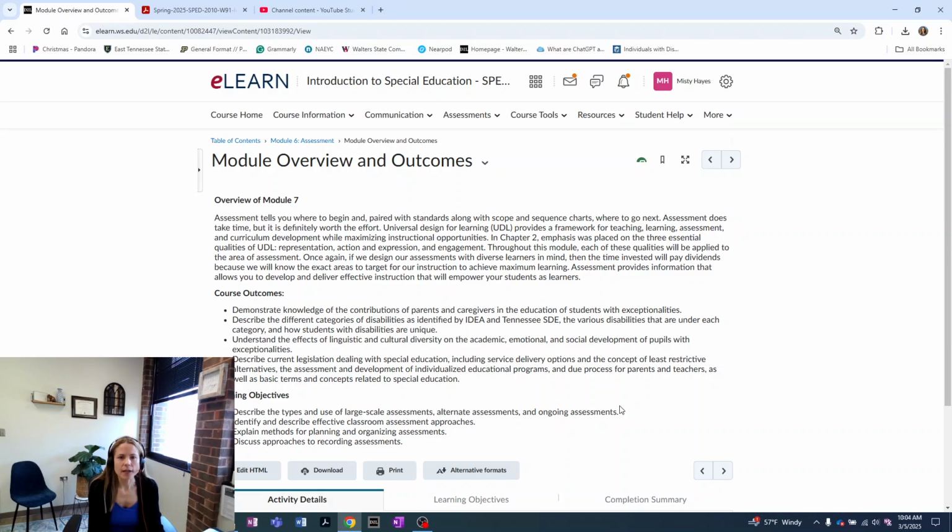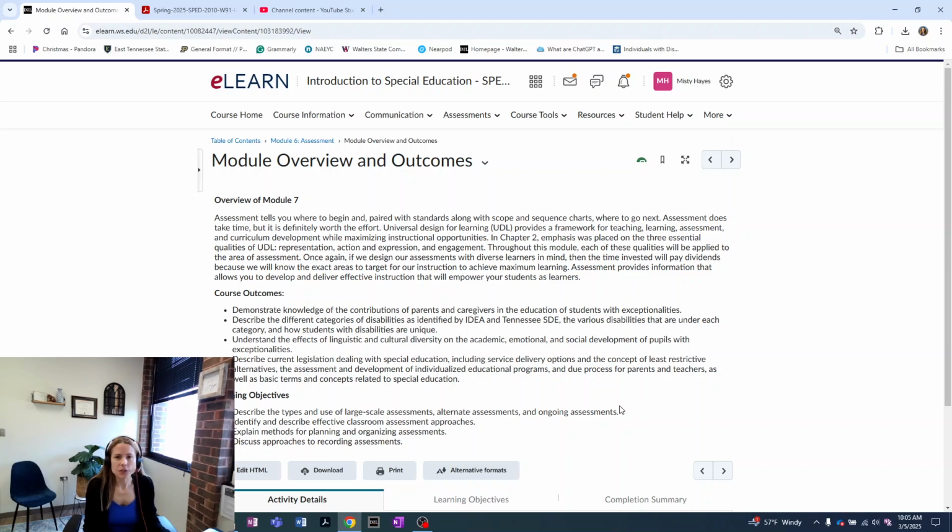So Module 6 is again talking about assessment. Now, a lot of times assessment can be overwhelming because we don't know where to go next with students. It does take time, but it's important. You need to assess where your students are. That way you can support their learning.